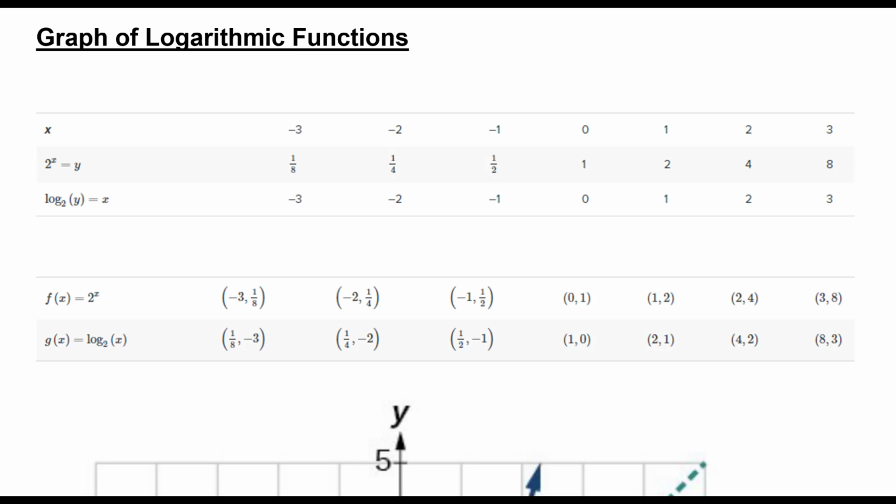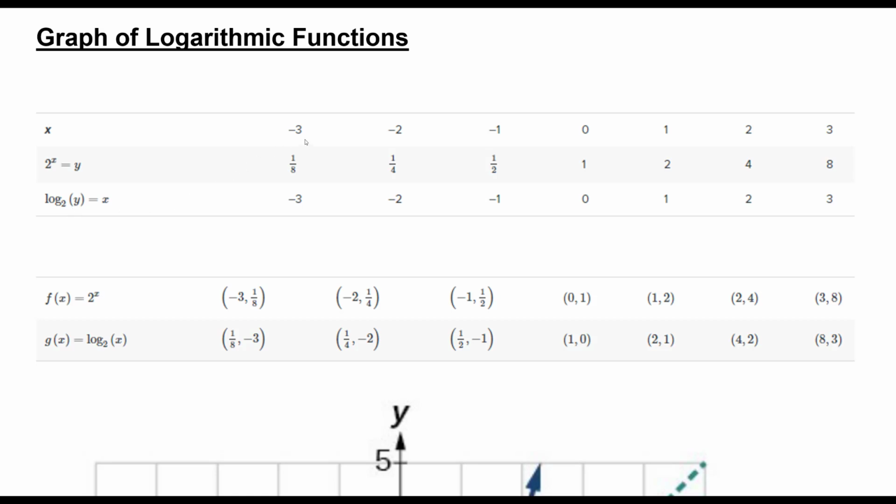Let's talk about graphs of logarithmic functions. So I have a set of data points. We have x going from -3 to 3, and we have the exponential function 2 to the x equals y, or y equals 2 to the x. And then we have the corresponding logarithmic function log base 2 of y equals x.